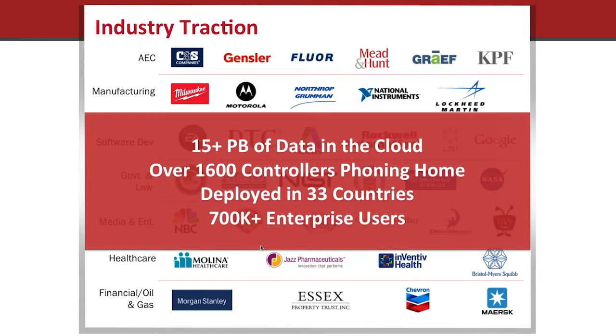Today we have 15 plus petabytes of data in the cloud, meaning people reading and writing to the cloud and leveraging the cloud are using a lot of our controllers. 1,600 controllers is a little out of date. It's actually well above 2,000 now.